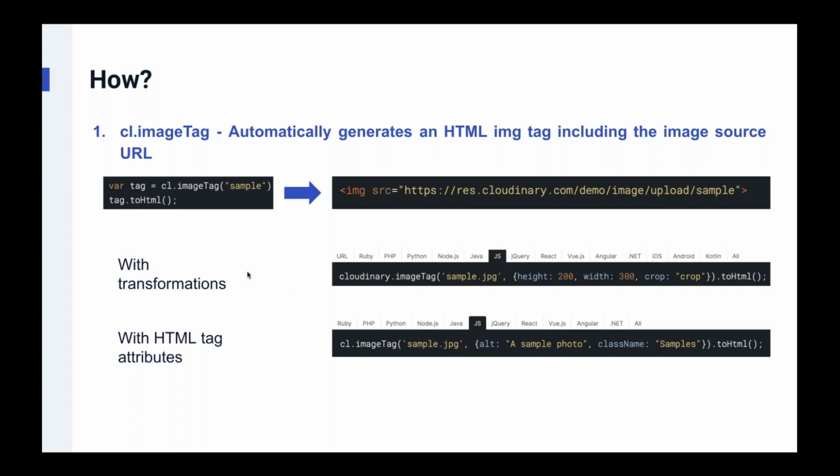We can now add transformations on this image, which is to resize it. In this example, we're saying resize the image, which is sample.jpg, to a height of 200, a width of 300, and then also crop it using this crop mode. Again, in addition to the transformations, if you also want to add any custom CSS classes onto the image tag, or an alt tag, you can do that all through the SDK.